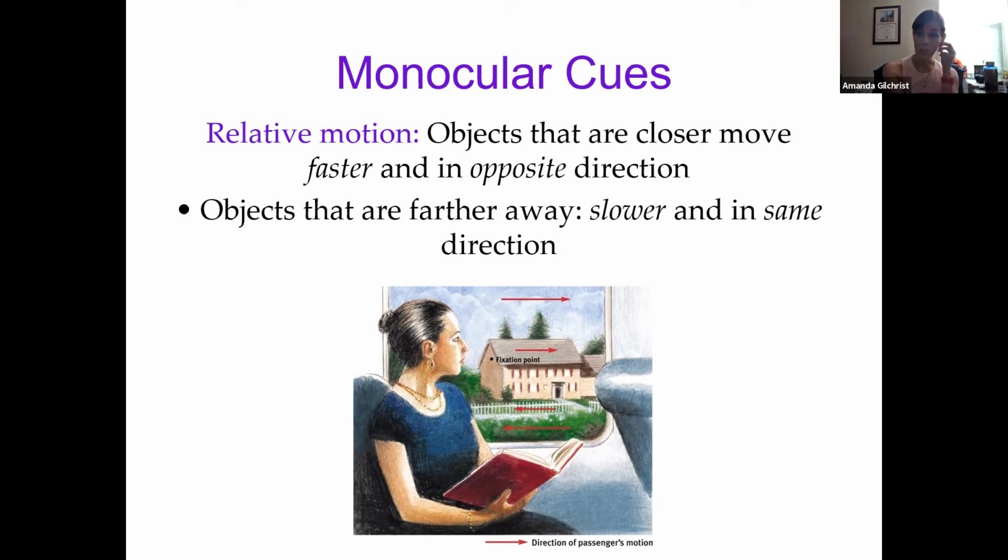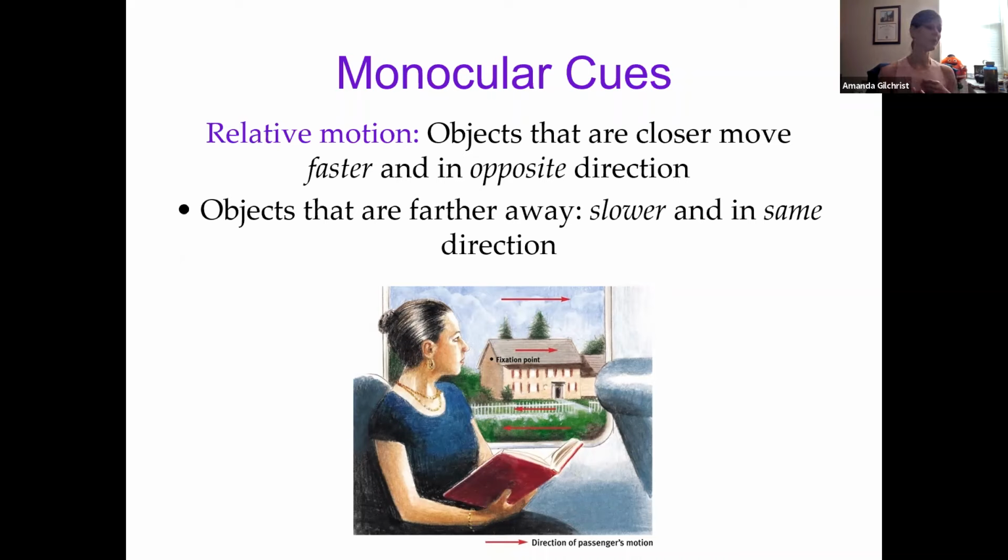But what we find is that when we are moving out in the world, objects that are closer to us move faster, and they tend to move in the opposite direction of us. So if you're a passenger in a car, you may look out of your window and look at the lines on the road that are parallel to you. And what you'll find is that those lines will move very, very quickly. And as you are moving forward, the lines will be perceived to be moving backward. Now, on the other hand, objects that are farther away, they tend to move more slowly and they move in the same direction that we do.